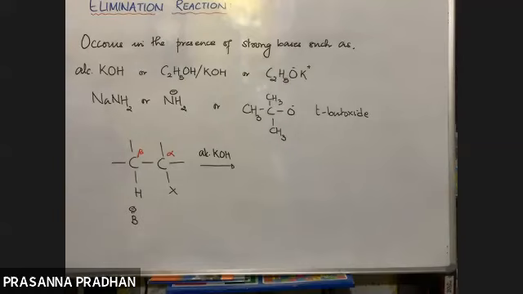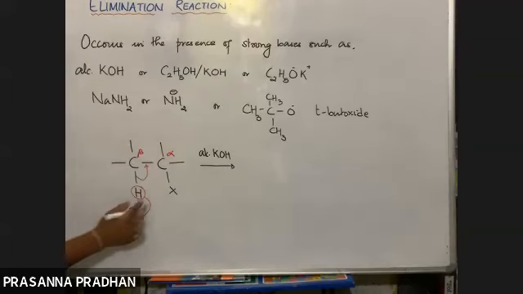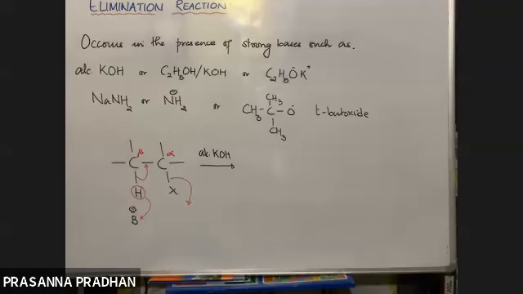A base will abstract a proton. That's the role of a base. So actually it will abstract this proton. Proton means without the electron. These two electrons will go out here. It will form a bond and there will be a loss of the leaving group like this. So this is actually the mechanism. No need to go through the mechanism. You just need to know what a base does and why we are using this base.